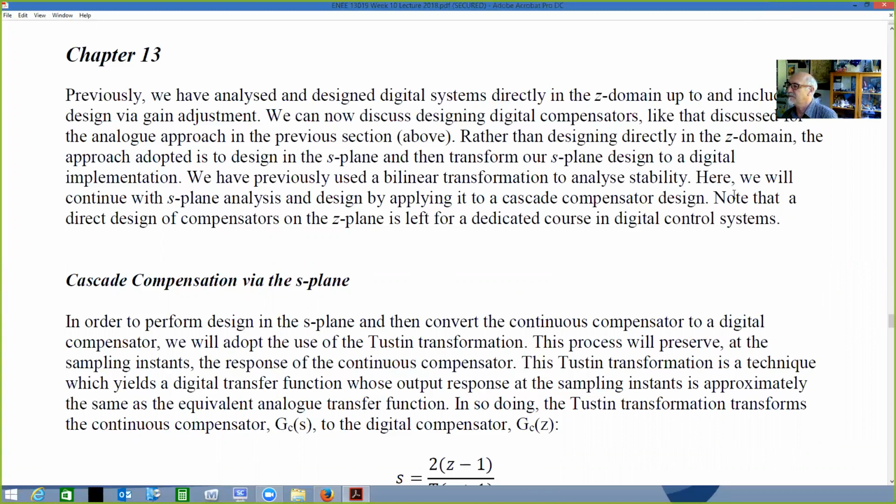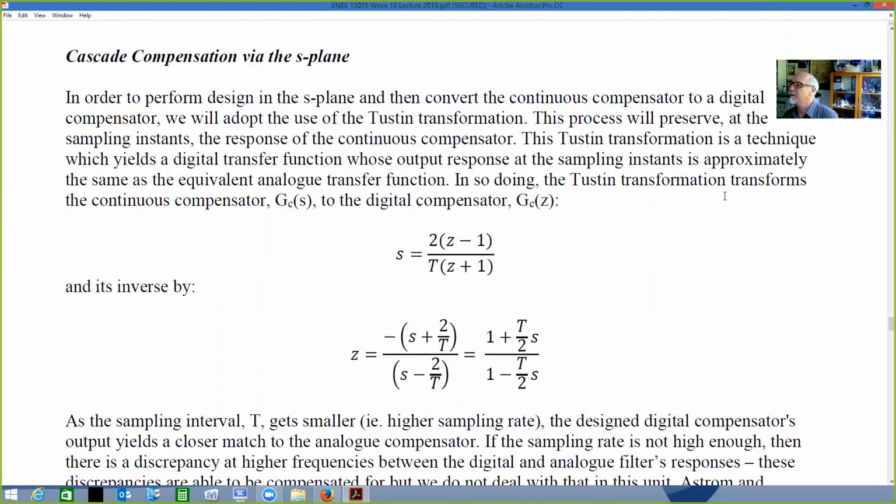So, cascade compensation via the S-plane. In order to perform that design in the S-plane and then convert the continuous compensator to a digital compensator, we'll adopt the use of that transformation, the Tustin. This process will preserve at the sampling instances the response of the continuous compensator. This transformation is a technique which yields a digital transfer function whose output response at the sampling instances is approximately the same as the equivalent analog transfer function. So doing, the Tustin transformation transforms the continuous compensator, GC of S, to the digital compensator, GC of Z.